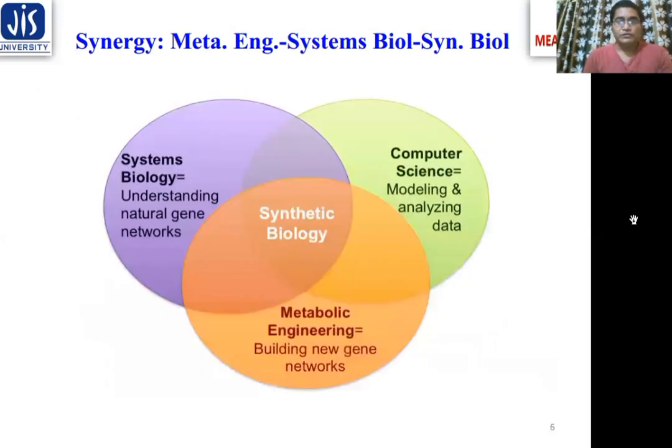So this is also a nice pictorial presentation which shows how systems biology, synthetic biology and computational science are merging with each other. Systems biology will allow you to understand the natural gene networks, whereas computational science will allow you to design the modeling and analyze data sets, whereas metabolic engineering will allow you to build up new gene networks. And ultimately, synthetic biology will come and put all these things together to make a microbial cell factory to get functionalized.